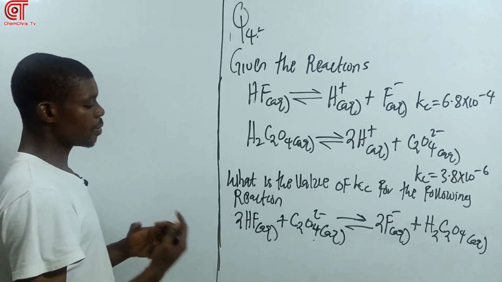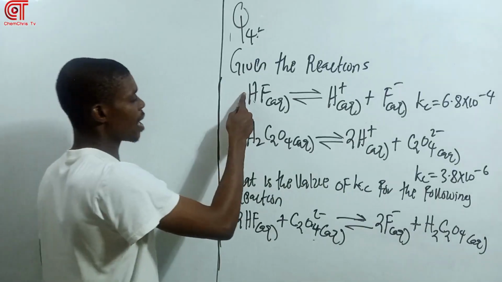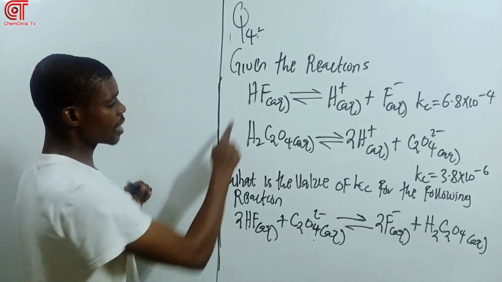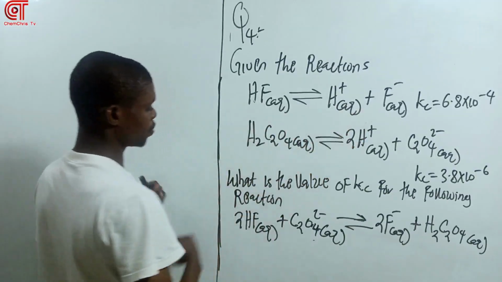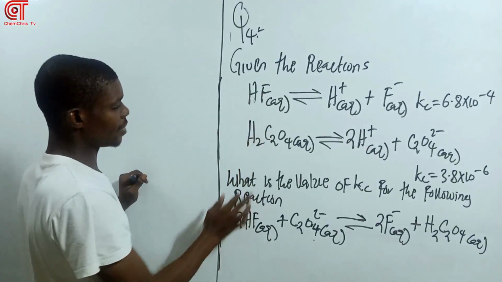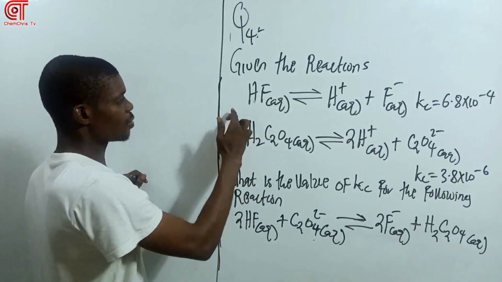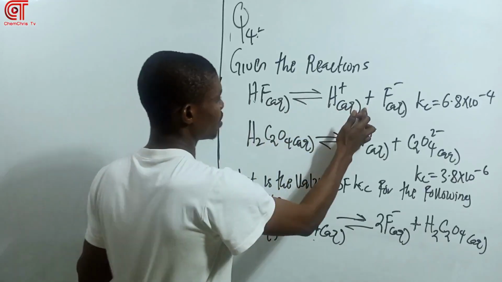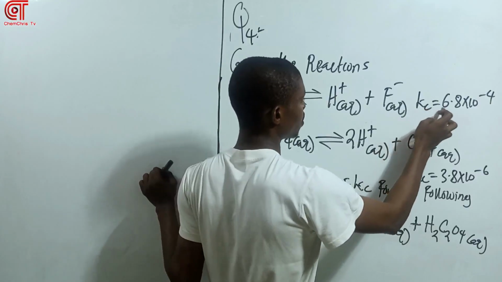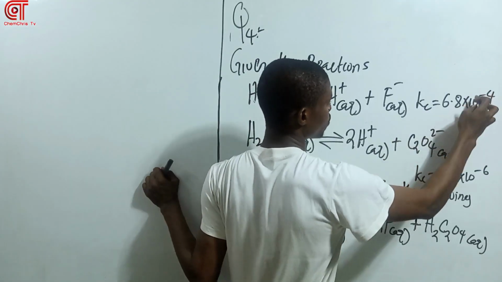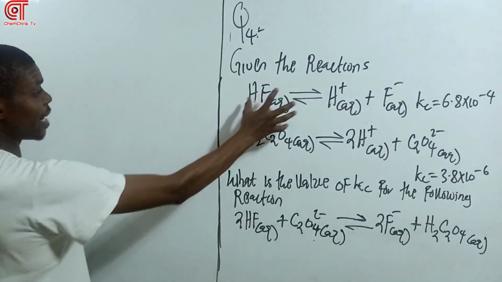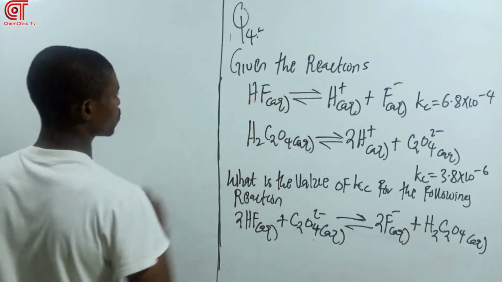But the problem here is that here we have one, here we have two, right? So to make it the same, I want to multiply it by what? Two. You get that? Because here is two and they're on the same side, so I'll multiply it by two. If I multiply it by two, you're going to get two, two, two. Then I'm going to get a new Kc. So it's going to be 6.8 exponential minus 4, all this to the power of 2.